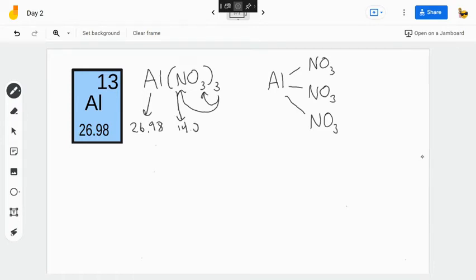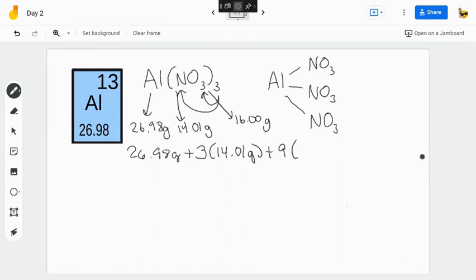Nitrogen is 14.01. Oxygen is 16.00 grams. This is all how many grams there are per mole. That's what the periodic table of the elements tells you. So we have 1 aluminum at 26.98 grams. We have 3 nitrogens at 14.01 grams. And we have 9 oxygens at 16.00 grams. For a molar mass of a whopping 213.01 grams.